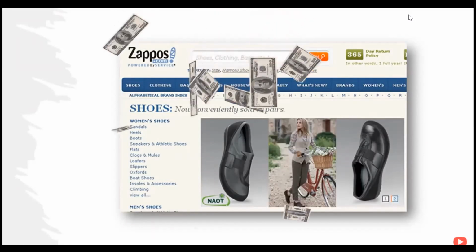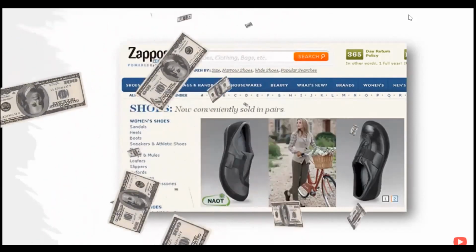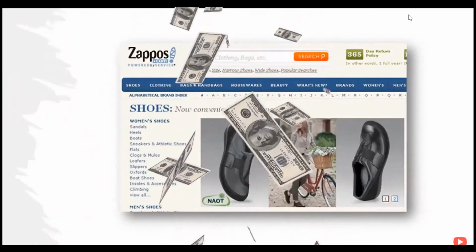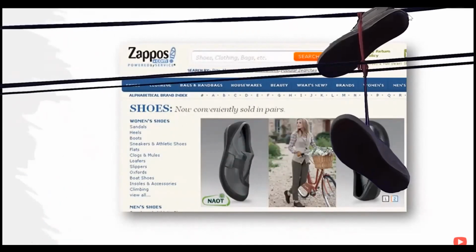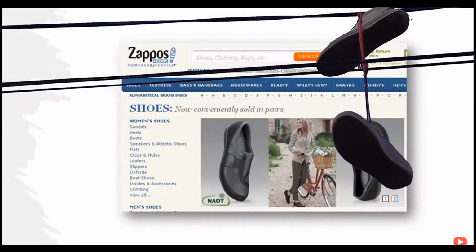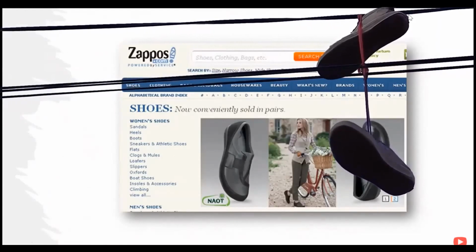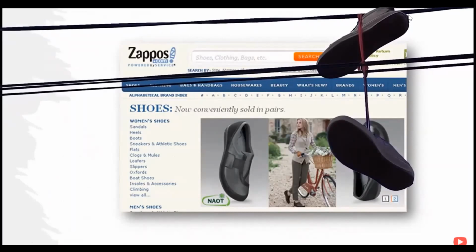It was genius. It was so genius that it should have been illegal. We can call the founder of Zappos the gangster of shoes. Later, the company was acquired by Amazon for the cool $1.2 billion.